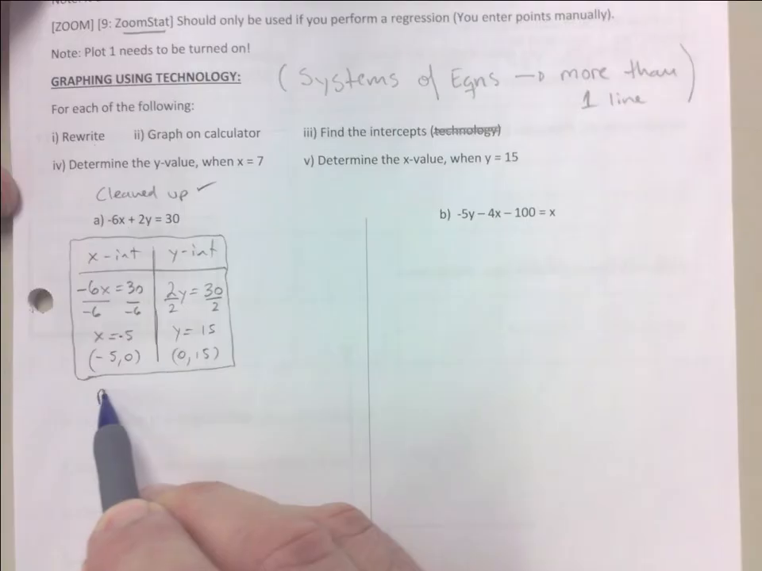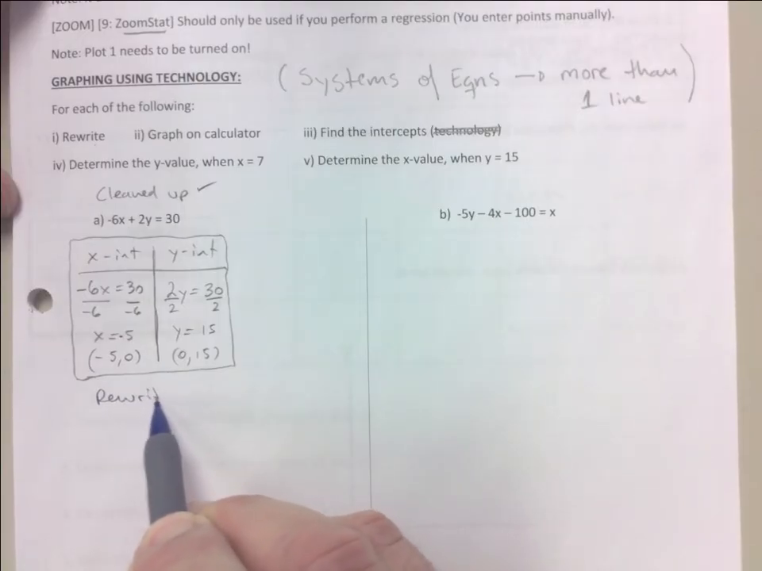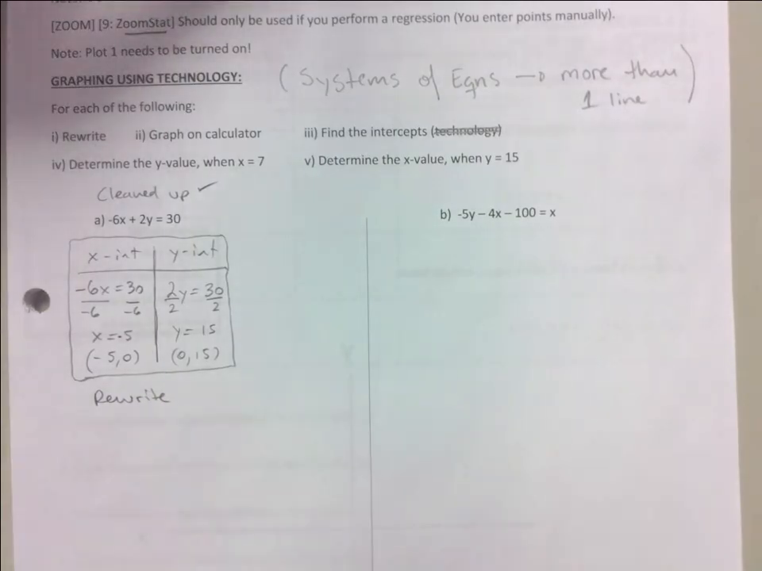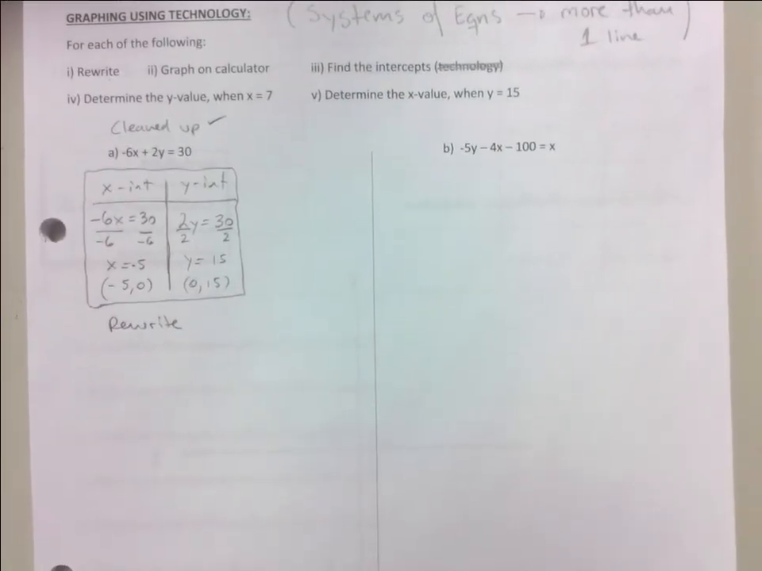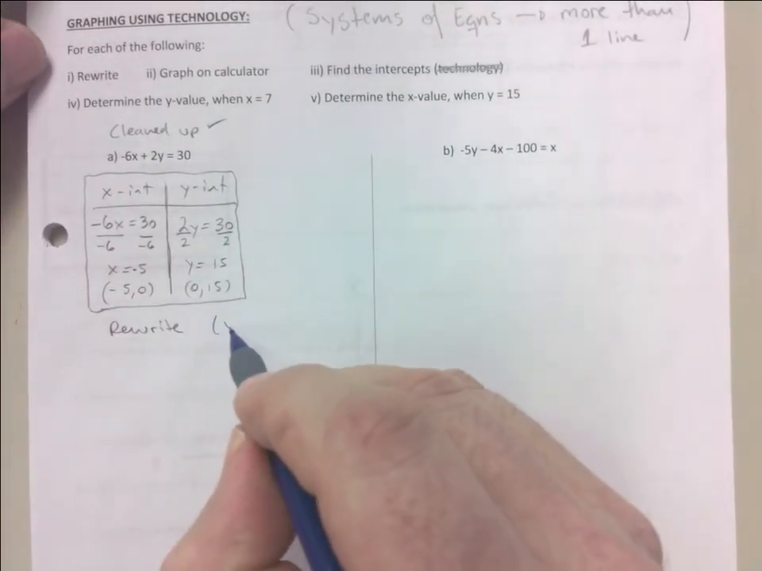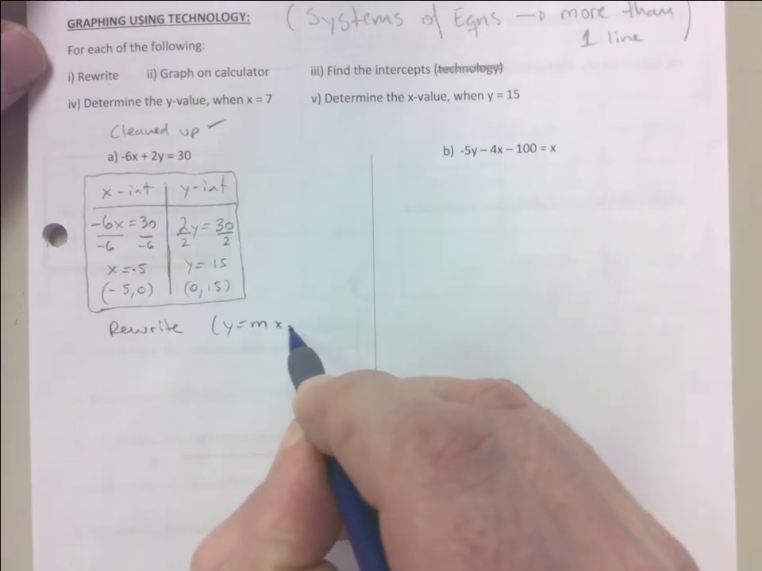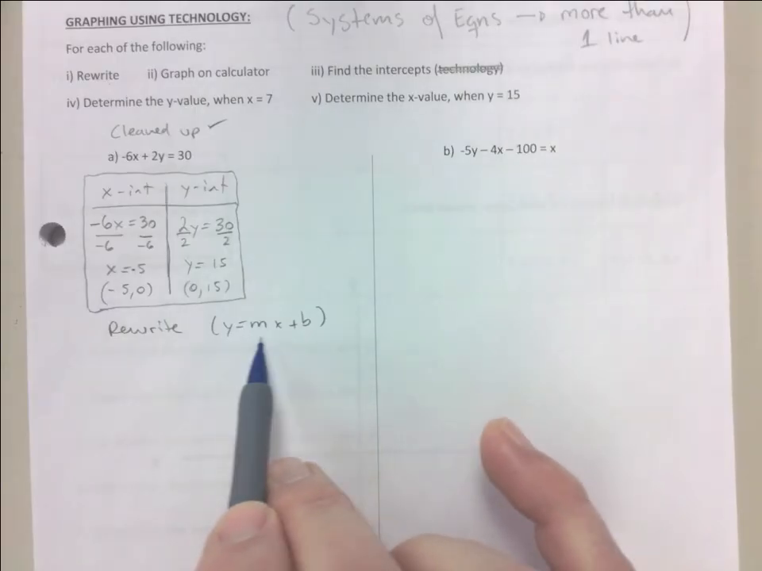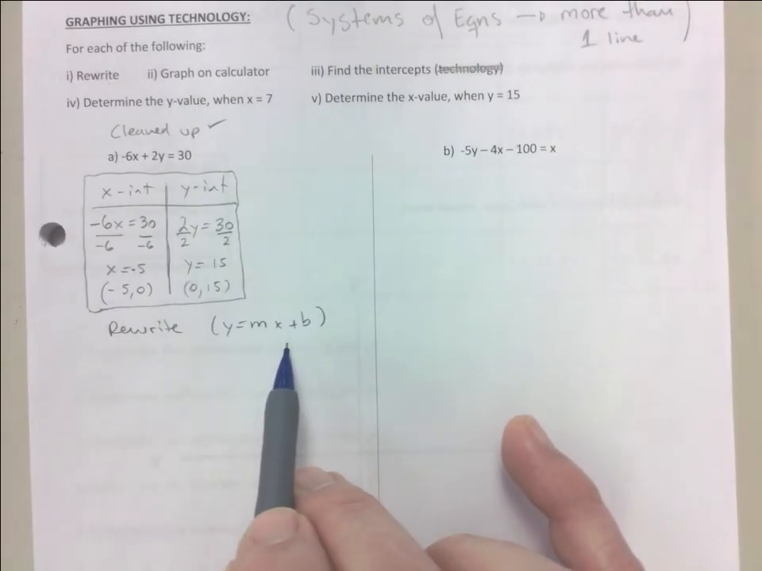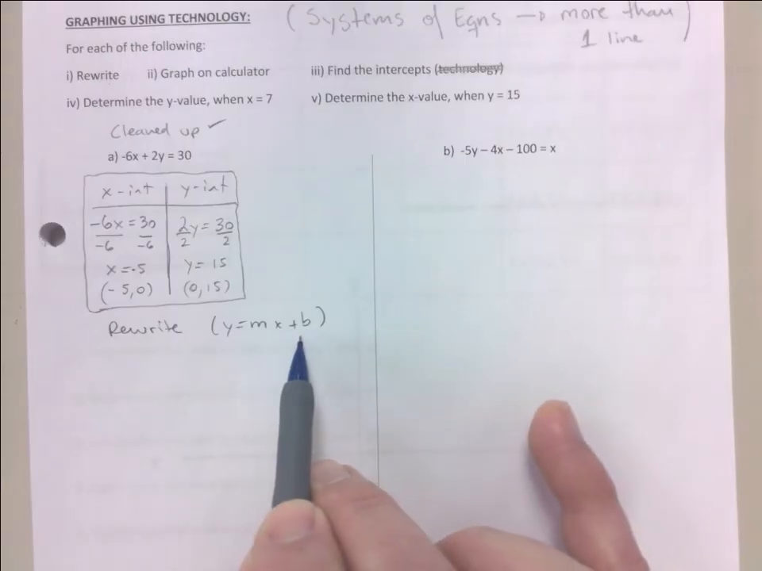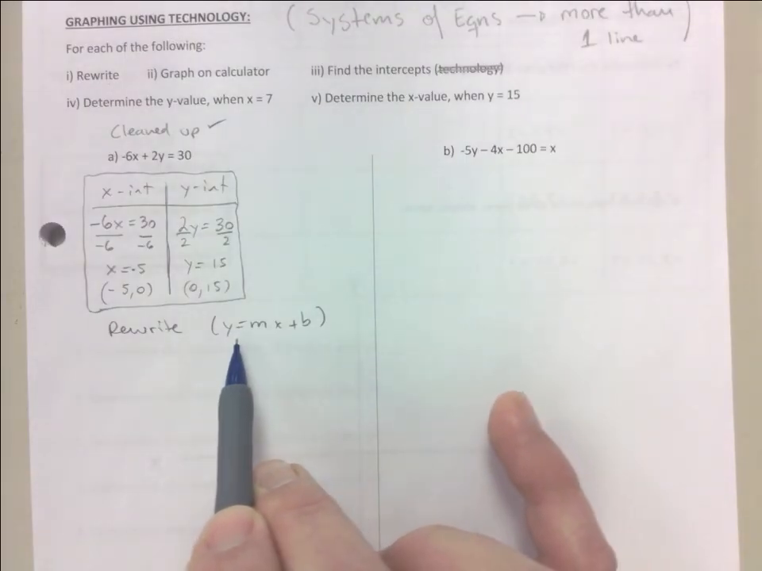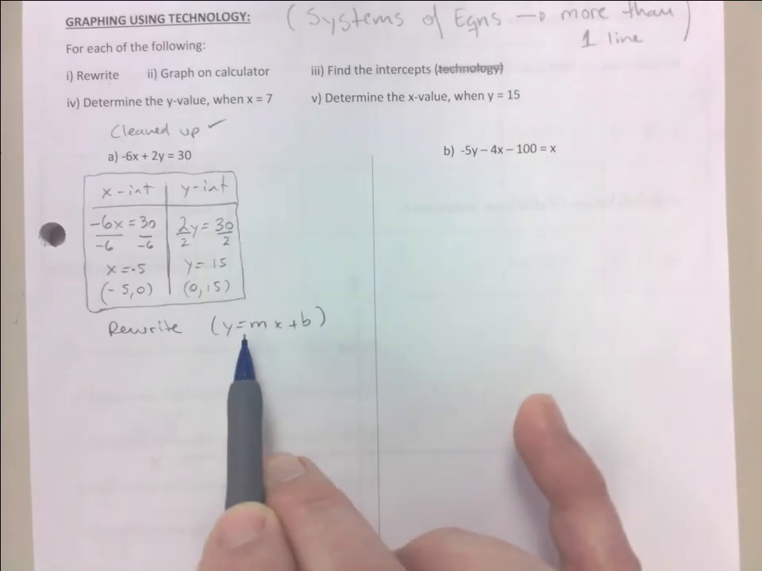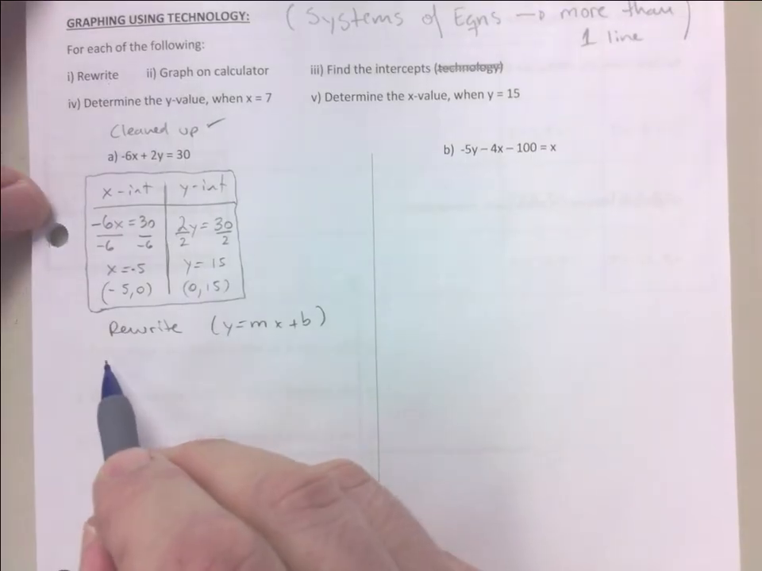Let's rewrite. And rewrite, what I mean by that is I want it in this format. And the reason I'm going to ask you to rewrite, there's two reasons for it. So we can graph it on our calculator, and later on when we're supposed to shade, it's going to be a lot easier to determine if you rewrite it. Okay? So let's rewrite that.